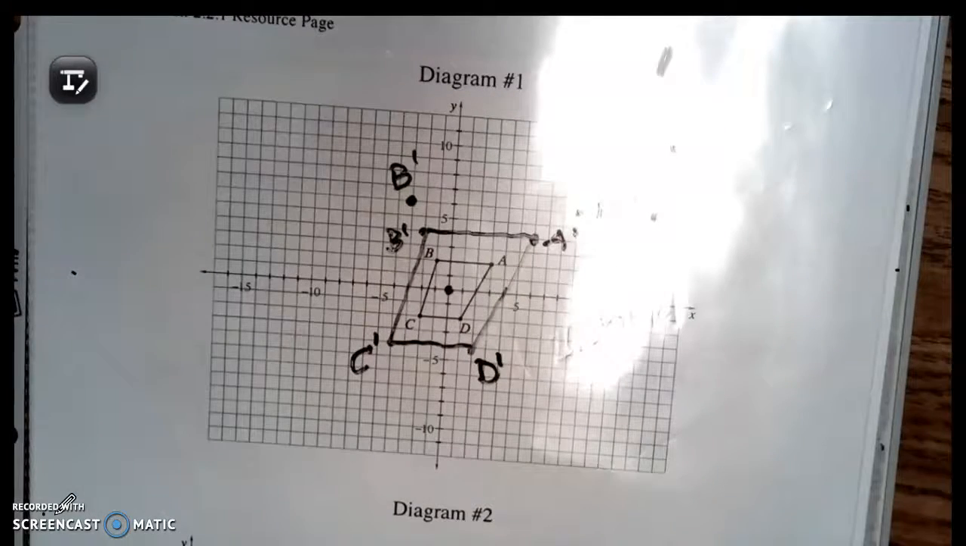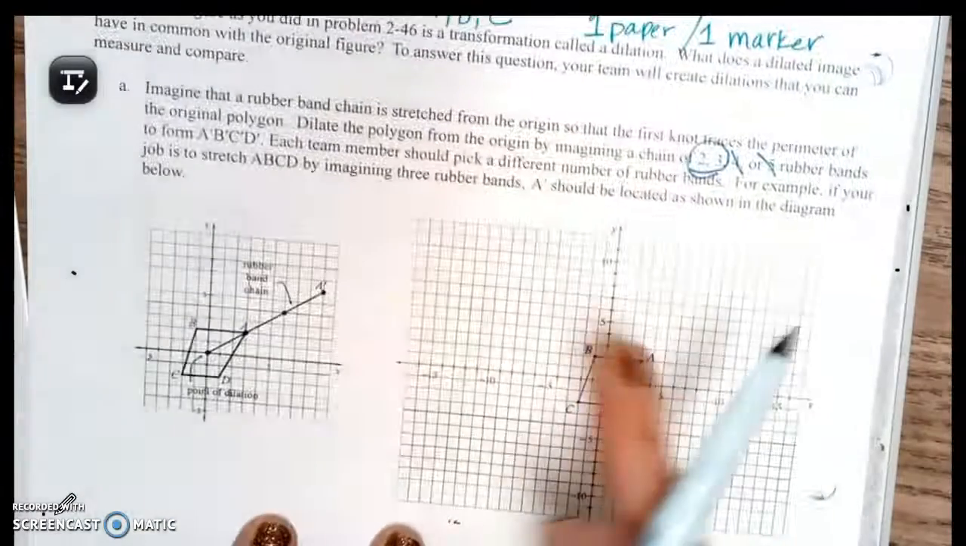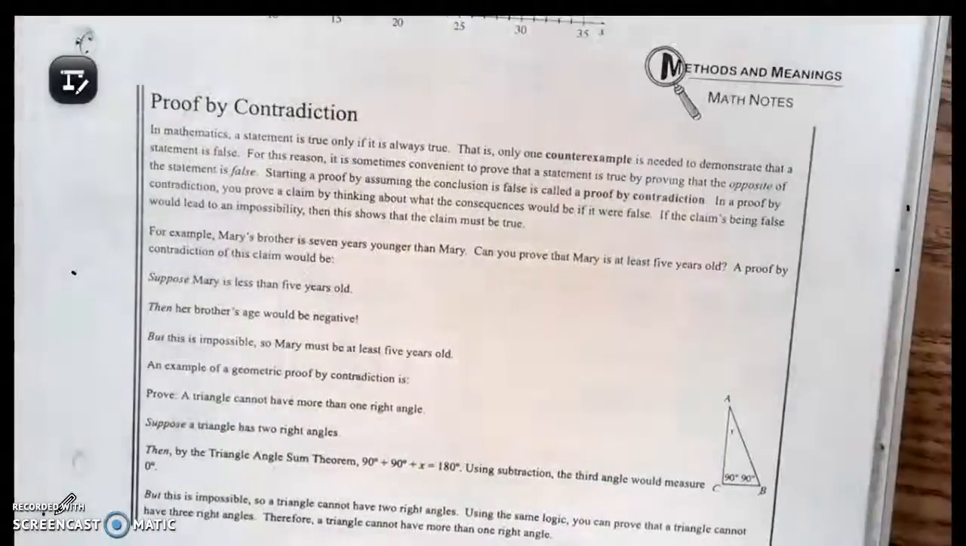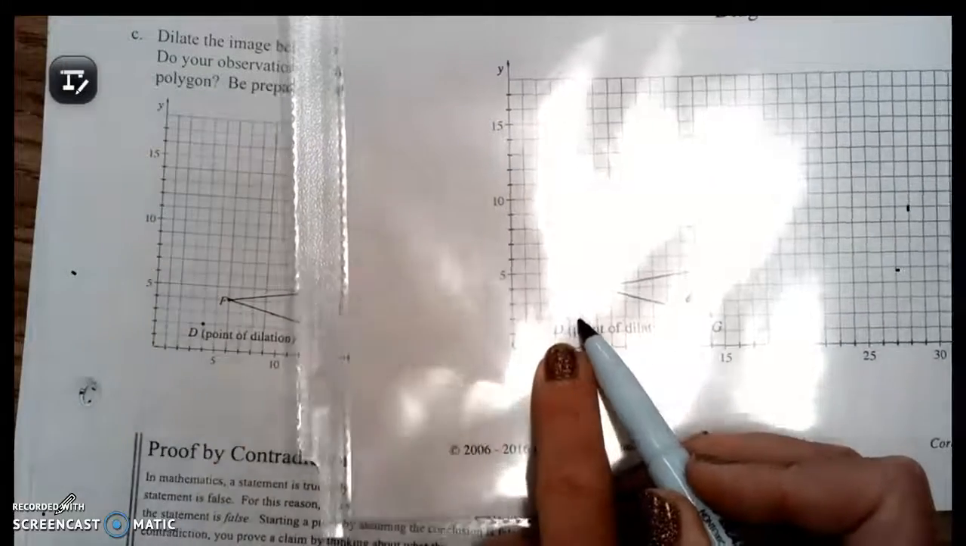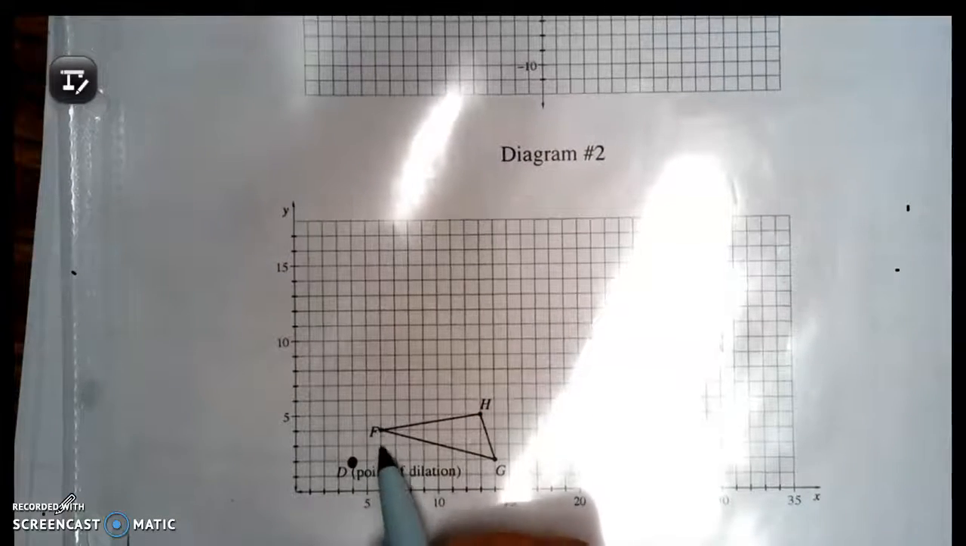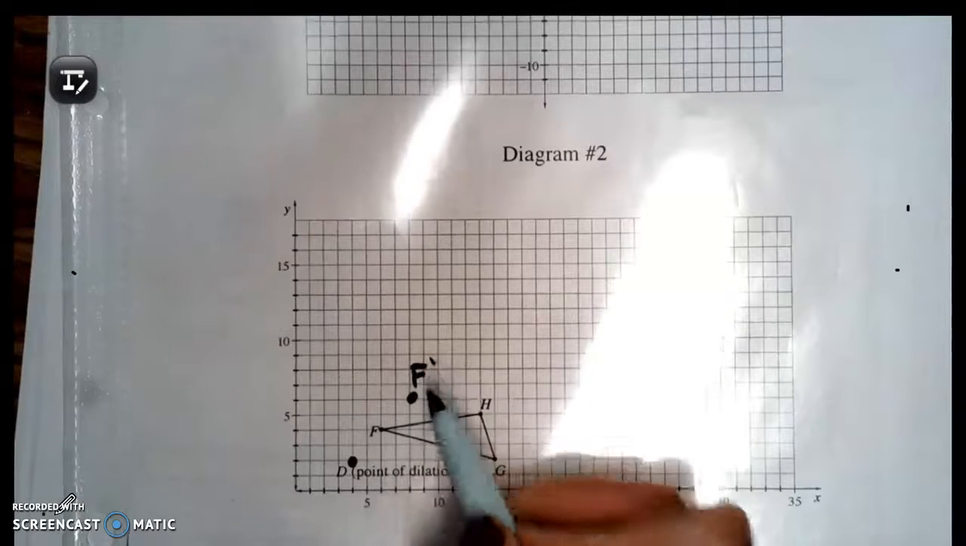Once you are satisfied and everybody in your group agrees, yes, that's correct, then you're all going to draw it on your paper in this box. Okay? Then you're going to flip over to page 13 and you're going to do the same thing with the triangle. So you're going to double it and then you're going to triple it. This time the point of dilation is outside the triangle. So to get from here to F, you go 2 to the right and up 2. So you go 2 to the right and up 2. That becomes your F prime.